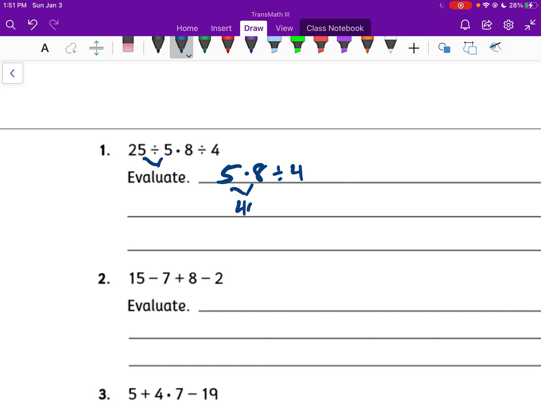5 times 8, we're going to get 40 divided by 4. Finally doing that, we will get 10. So we should get 10 when we evaluate that expression.